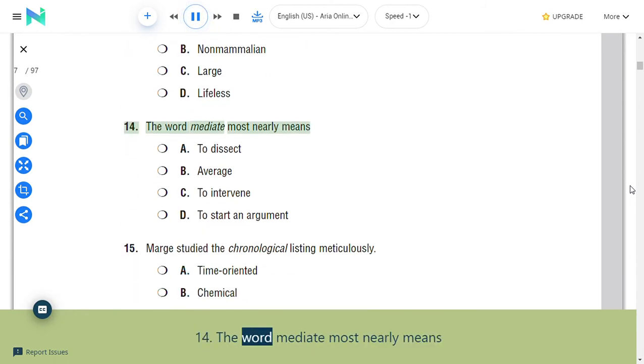14. The word mediate most nearly means. A. To dissect. B. Average. C. To intervene. D. To start an argument.